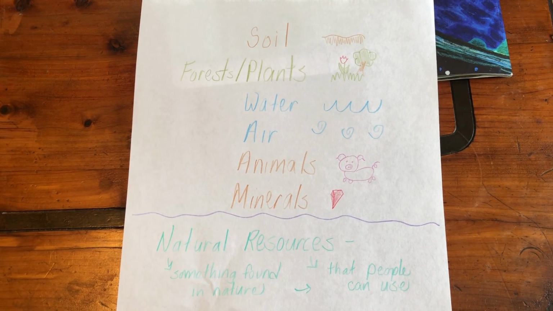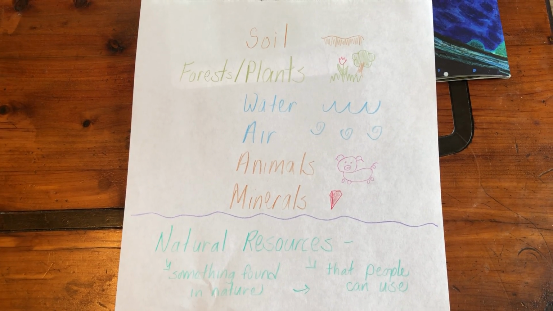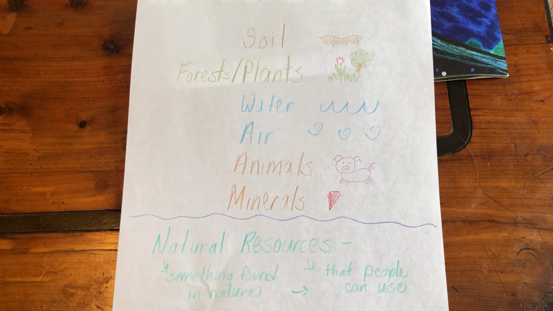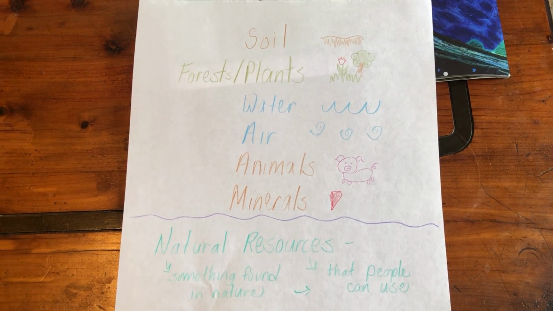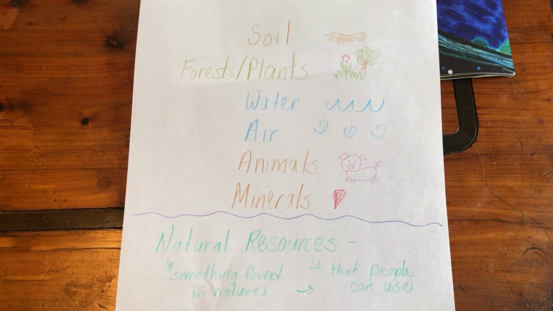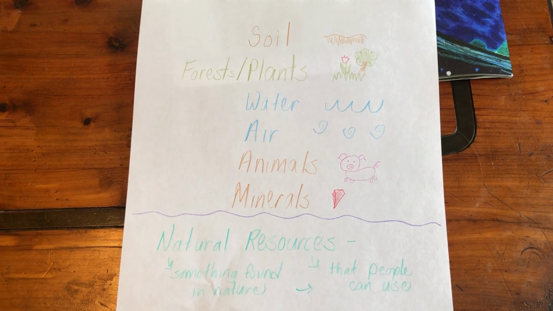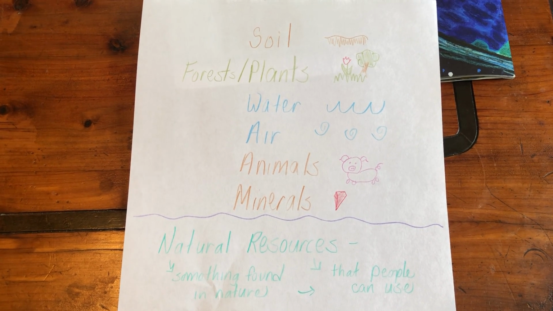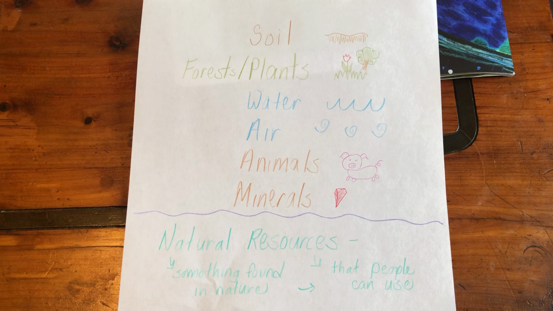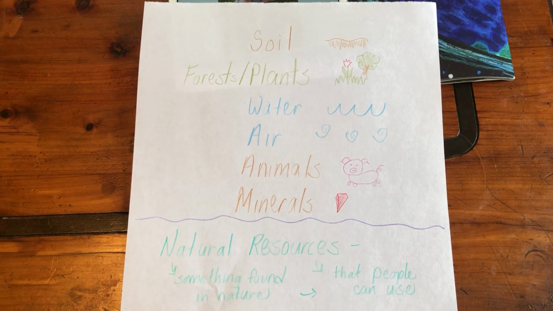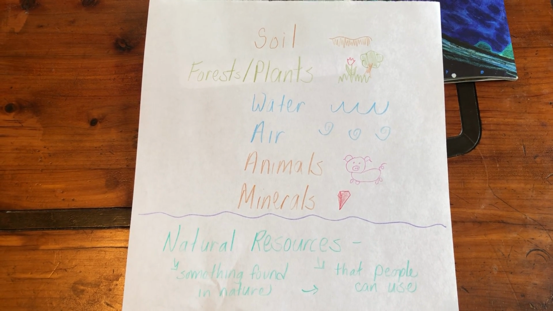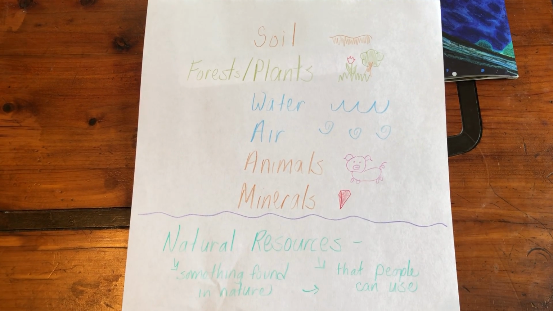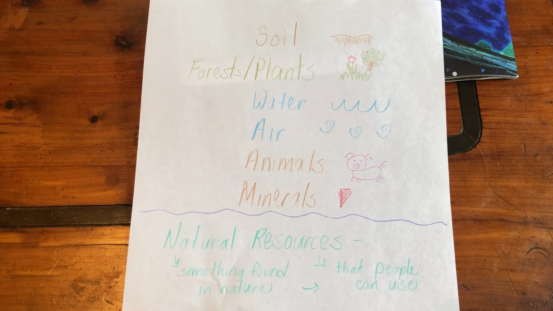Animals. We can use animals and the things that they provide for us for food, like milk from cows, eggs from chickens, and other animals we can use for meat. And the last one I had on my list was minerals. Minerals are things found down in the soil in the earth. They can be used to create other things. Things like aluminum can be found in the earth. That's a mineral. Other things like garnets and other gemstones can be used for jewelry.